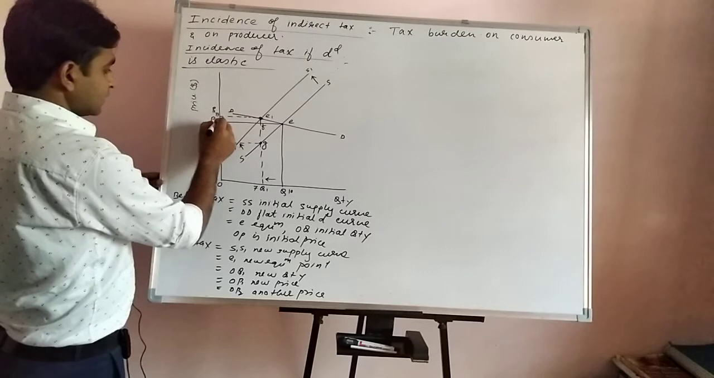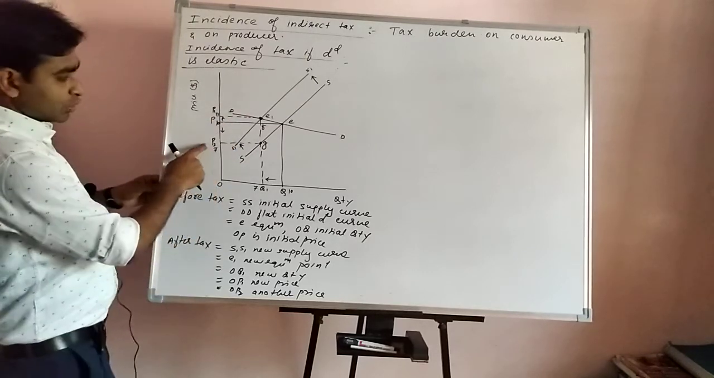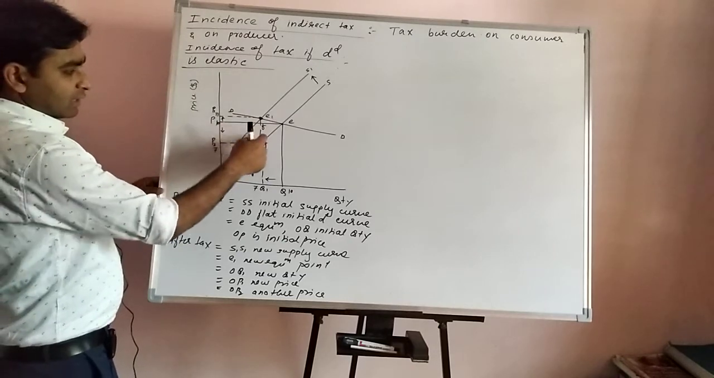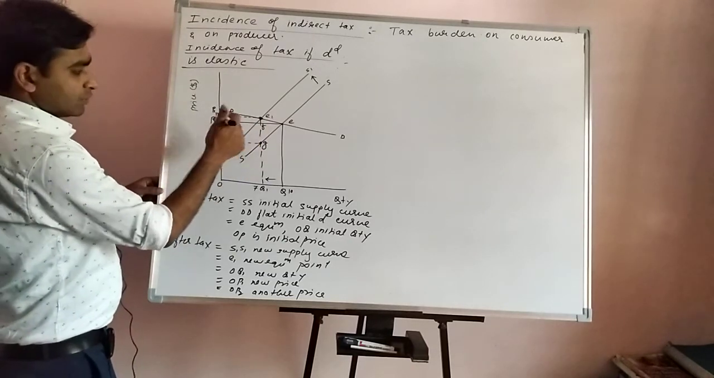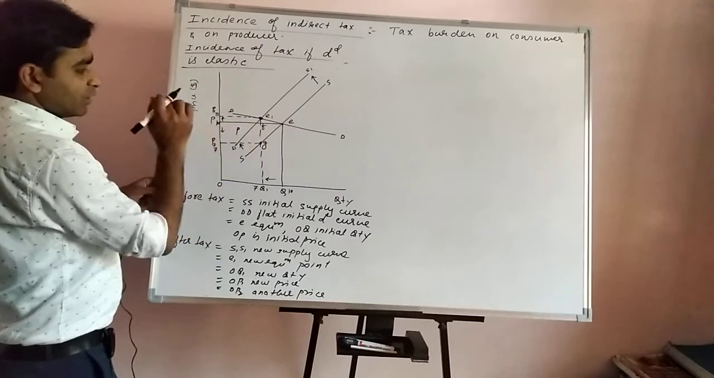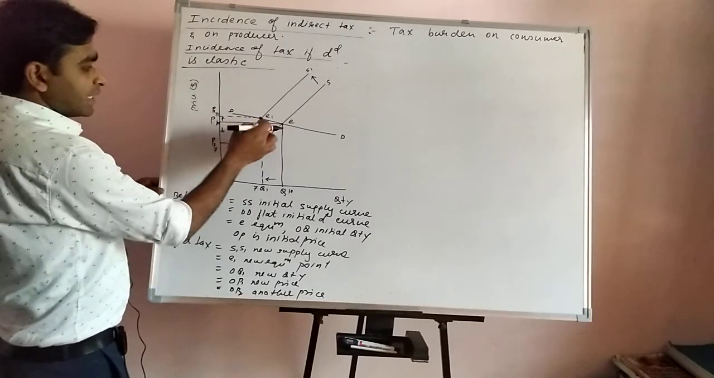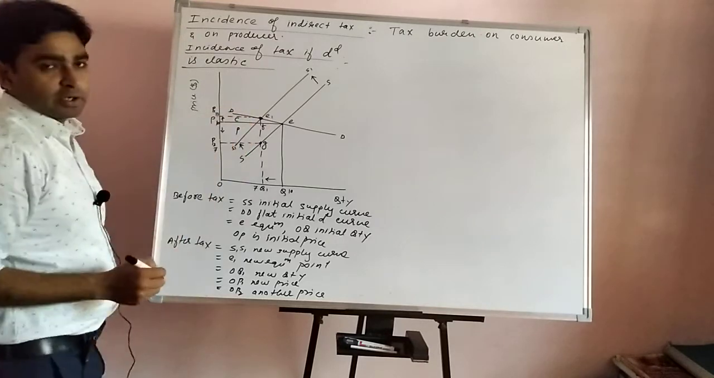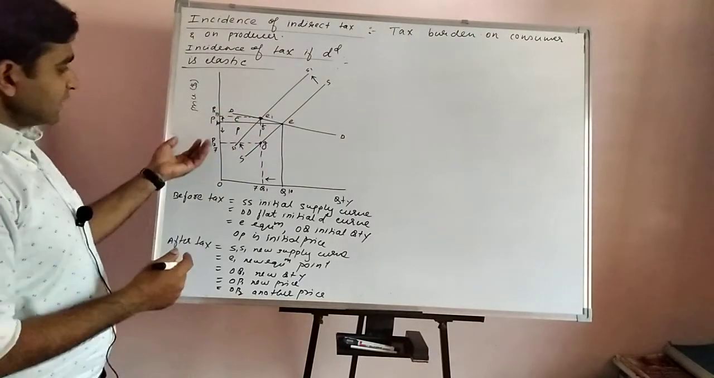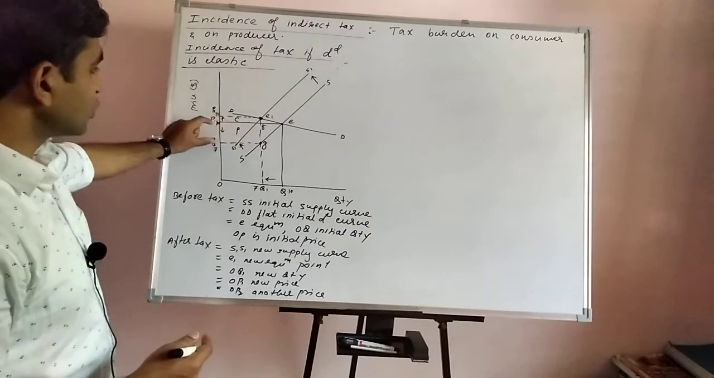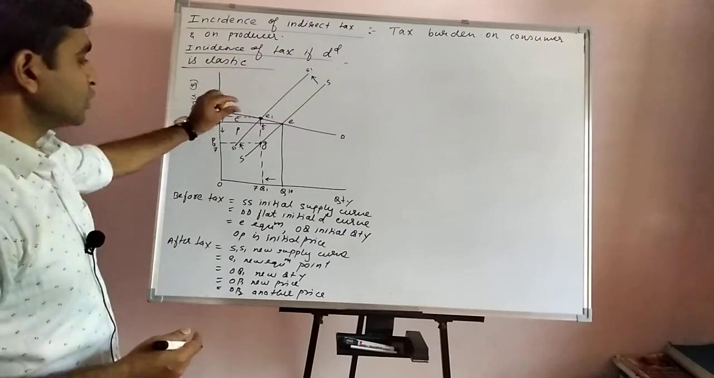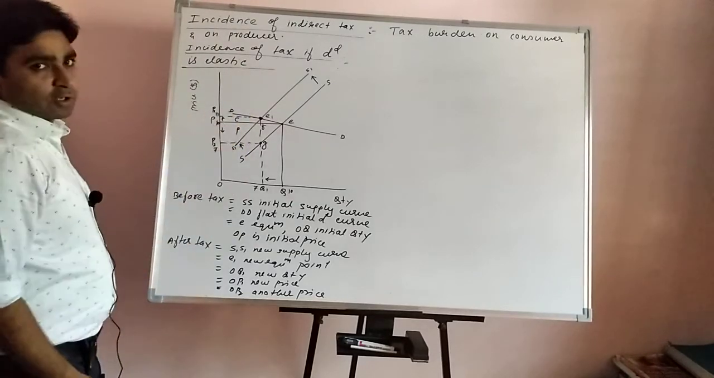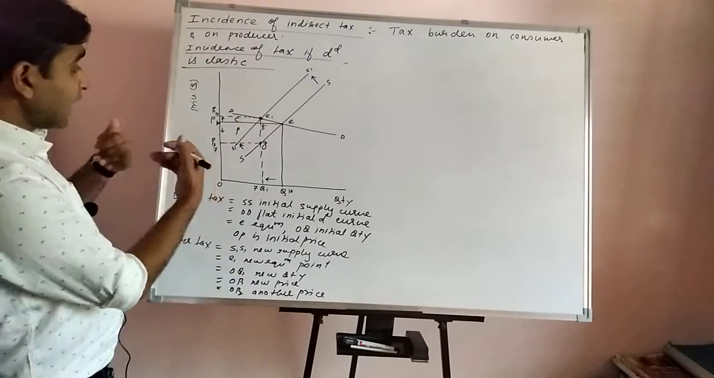Sorry, P, this is 10 value. So P2, G, F and P, these are the tax burden on producer. This is the tax burden on producer. And P, F, E1 and P1, this is the tax burden on consumer. So you can see easily here, the higher portion belongs to producer and the lower portion belongs to consumer. So producer is paying high tax and consumer is paying low tax, but still it's not clear how much.